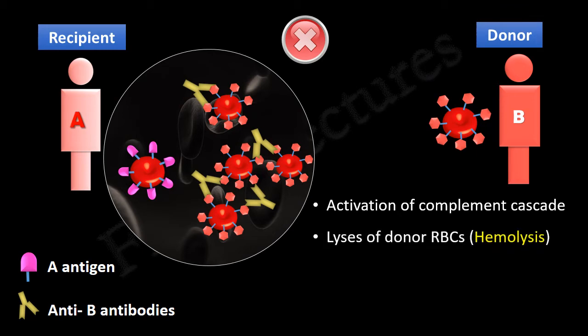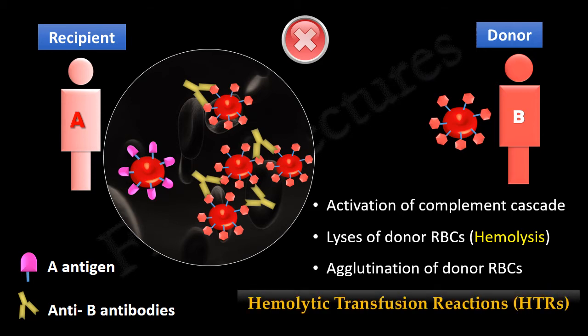This lysis of red blood cells is known as hemolysis. The recipient's anti-B antibodies can also cause agglutination of the donor's RBCs. This agglutination can clog blood vessels and stop circulation of blood to various parts of the body. These reactions, in which donors' RBCs are destroyed by recipients' antibodies, are known as hemolytic transfusion reactions.